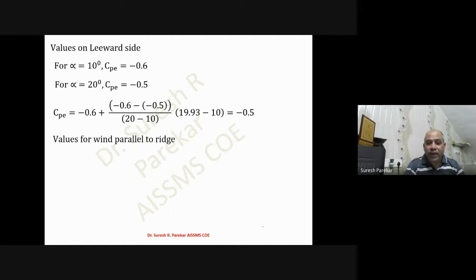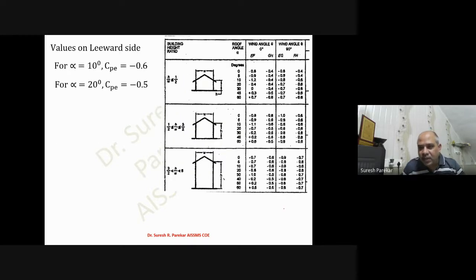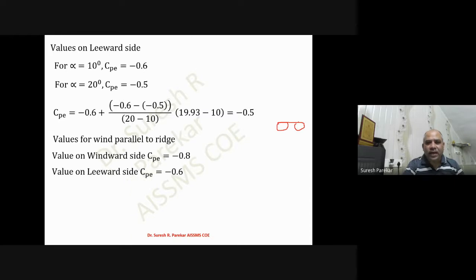So then we have values for wind parallel to ridge. And if we see wind parallel to ridge, then you can see over here we have 10 degree, 20 degrees. So these values we are going to consider. These values are constant, minus 0.8 on windward side and minus 0.6 on leeward side. So we need not interpolate it. And then we have minus 0.8, minus 0.6.